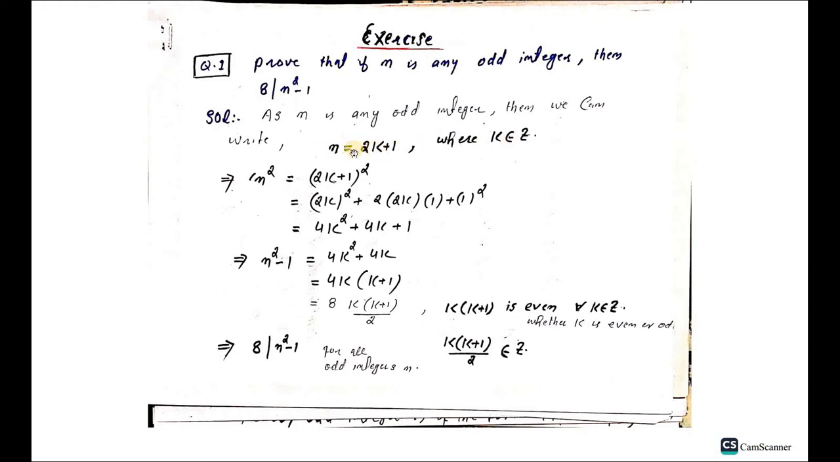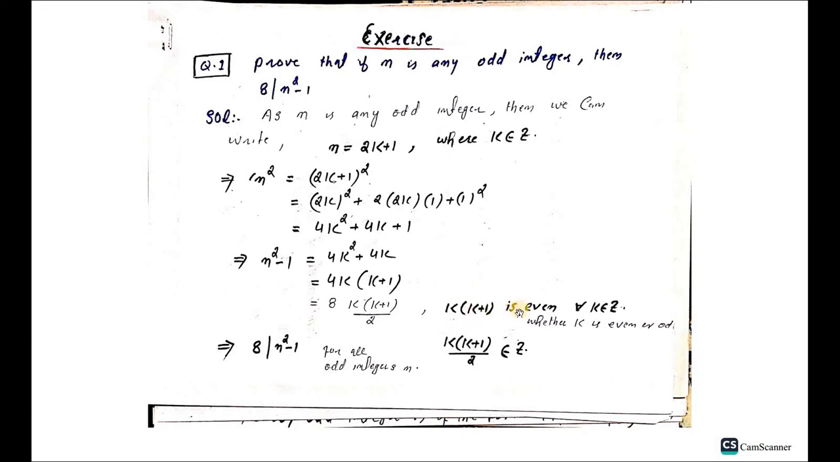Now squaring both sides, here we see the squaring. Now simplifying this square, we get this value. Now transposing this one to the left side, so this is the transposition. Now taking 4k common, here this is k plus 1, dividing this expression by 2 and multiplying by 2, so we get 8k, k into k plus 1 by 2.